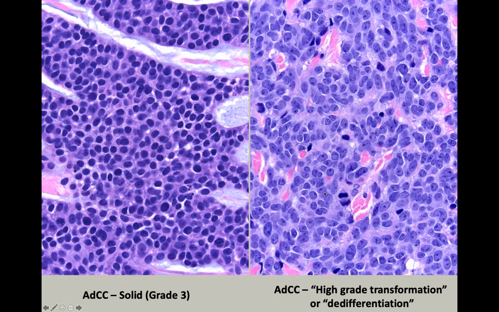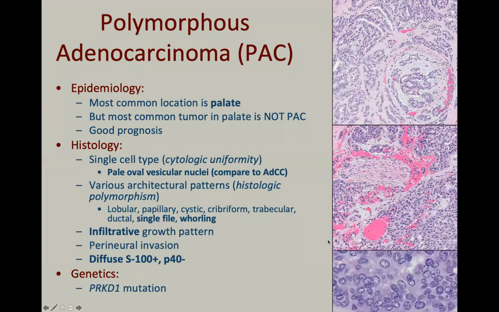If you just gave me this high-grade slide on high power, I would have no idea that this came from an adenoid cystic, right? So you would have to see some other lower grade or cribriform background or prove the genetics for me to know that this was a dedifferentiated adenoid cystic. Otherwise, it's just a high-grade salivary carcinoma.